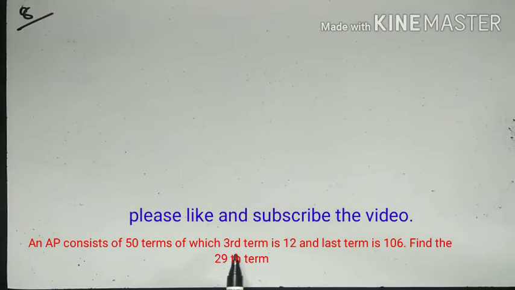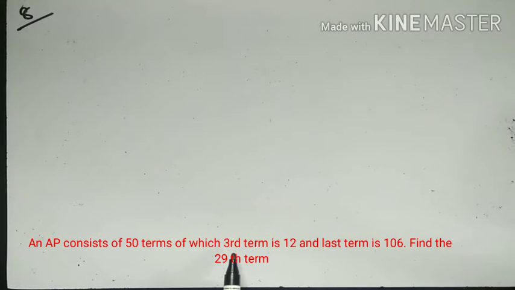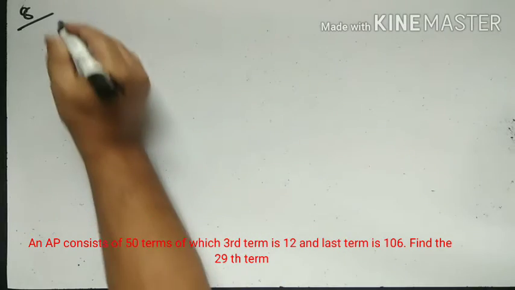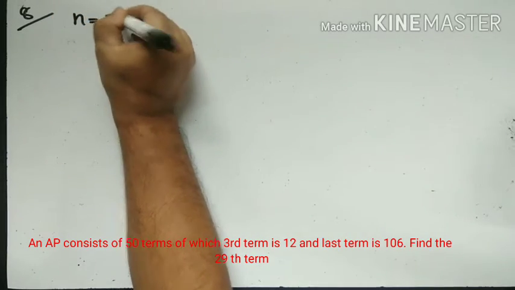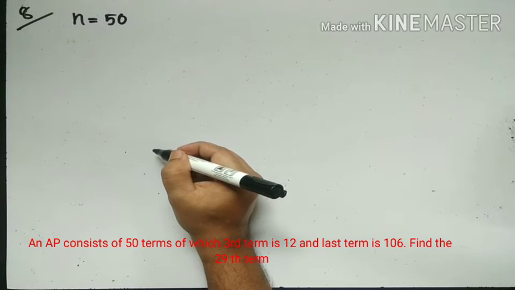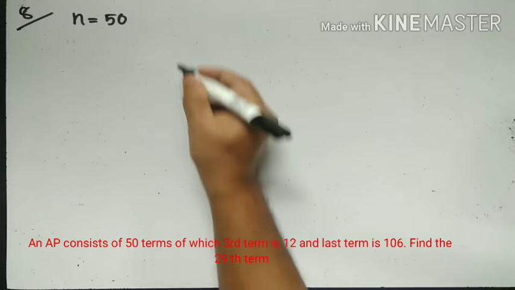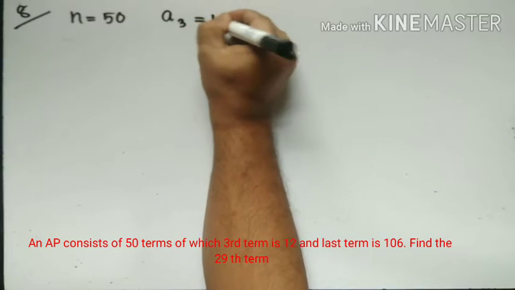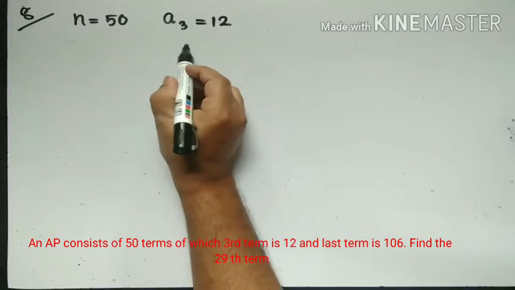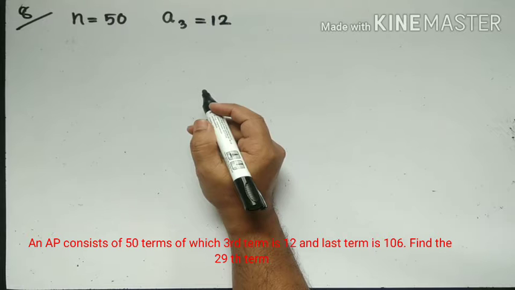In question number 8, it is given an AP consists of 50 terms, which means N will be 50. Which term is 12? The third term, that means A3 is given as 12. So you write like this, so it will be easier for you.